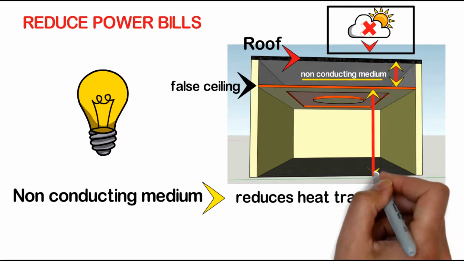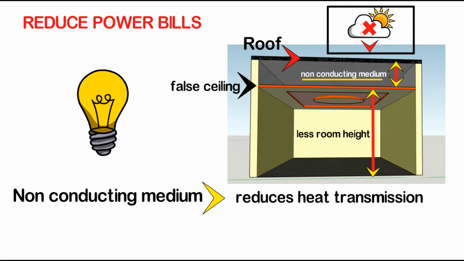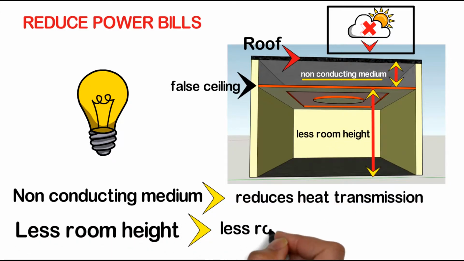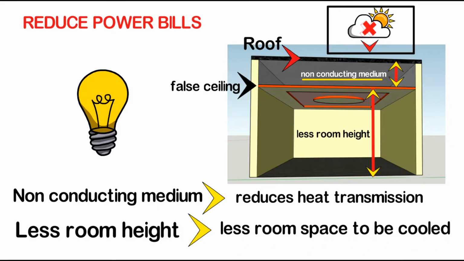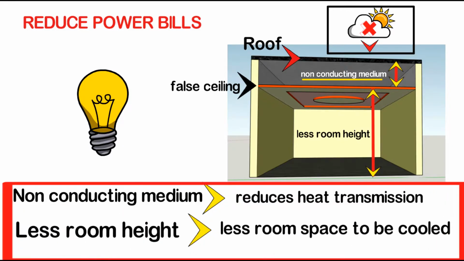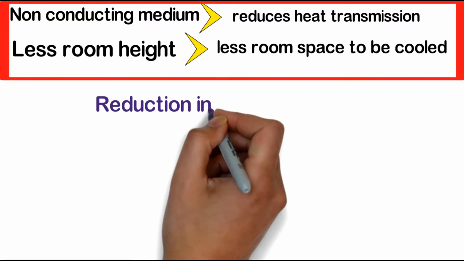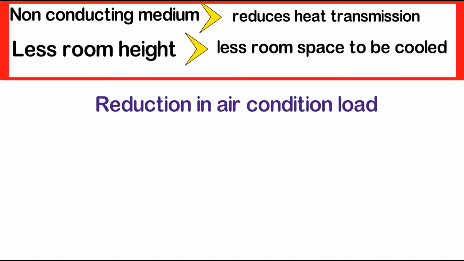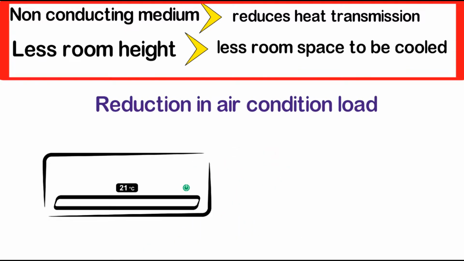And this is the room height. It is very less. That means less room height means less area for air conditioning cooling. That will reduce the air conditioning load. Air conditioning load reduction can lead to savings in power bills or electricity bills.